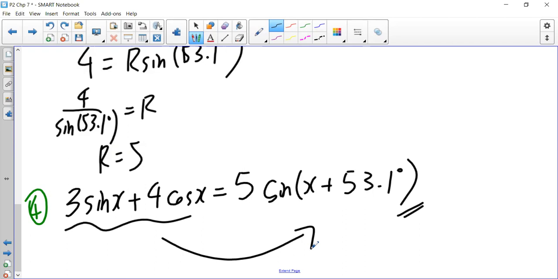In other words, the 2 knobs, sine x and cos x, now just turn into 1 knob, which is sine, but this knob is a bit different. It works differently because it has x plus 53.1 degrees. So that's a long way.